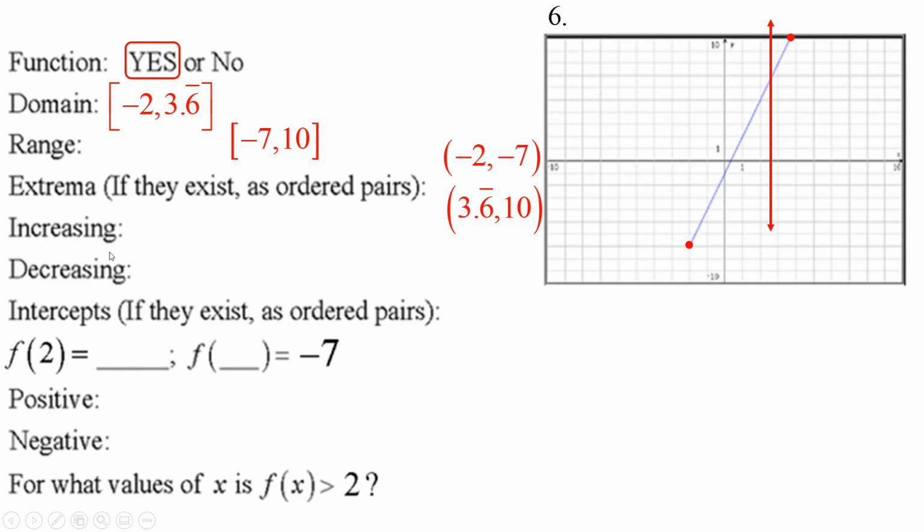Now, increasing. Well, this graph is increasing within its entire domain. So all we have to do is rewrite the domain, the closed interval from -2 to 3.6 repeating.